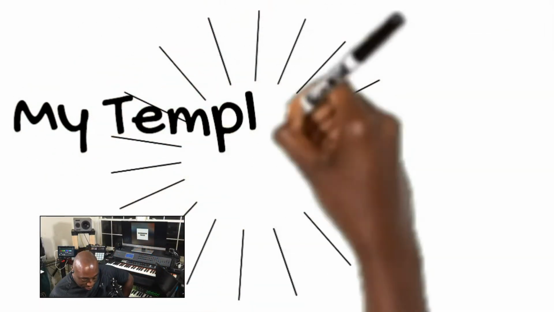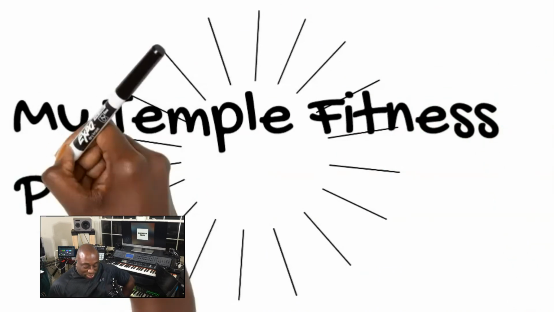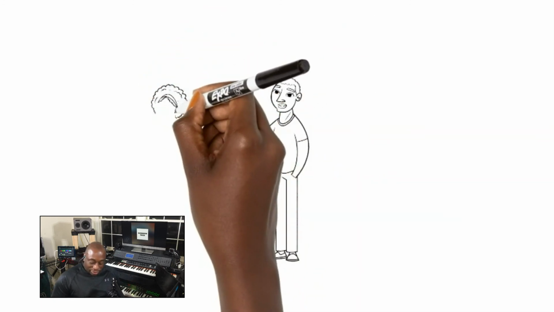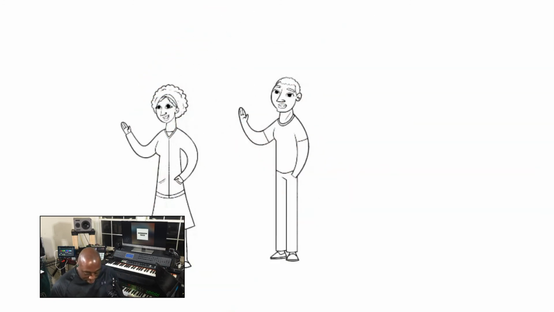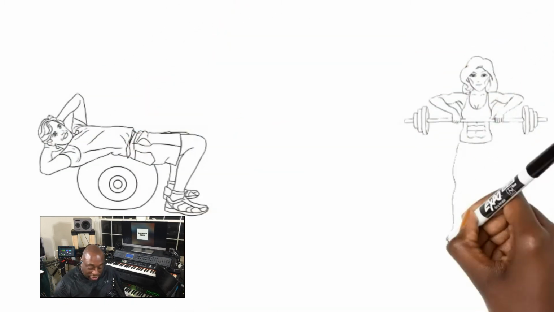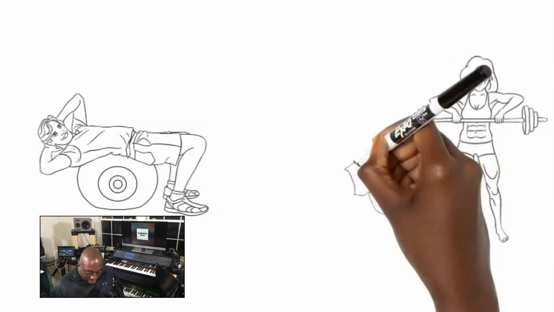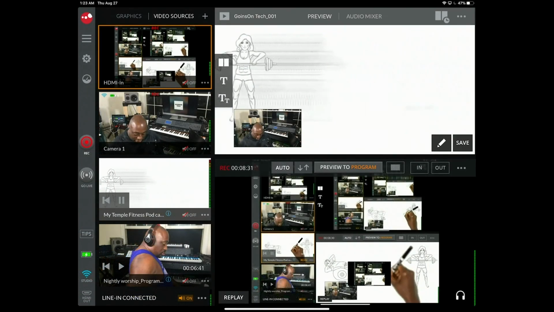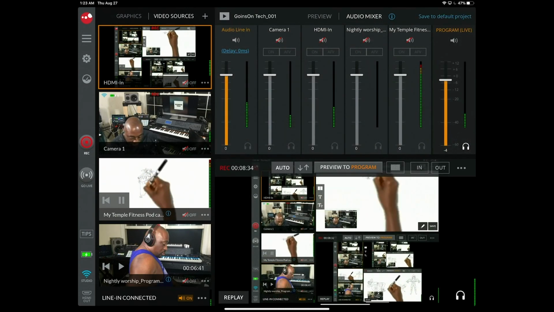So here we go, bring it. And I just unmuted myself. Now I have my Temple Fitness audio down low. But you see that's how that works. Now imagine the different things you can do there. Oh, and keep in mind, let me come back and make sure I'm not muted.